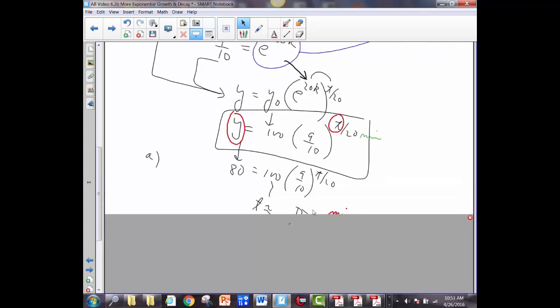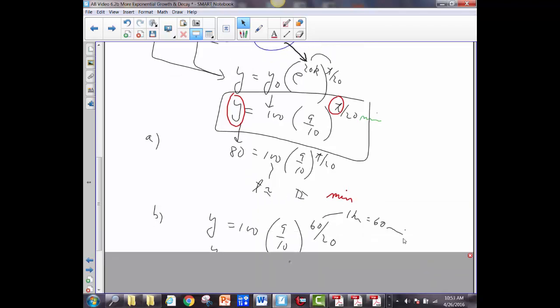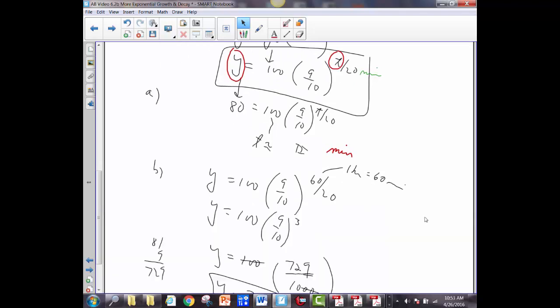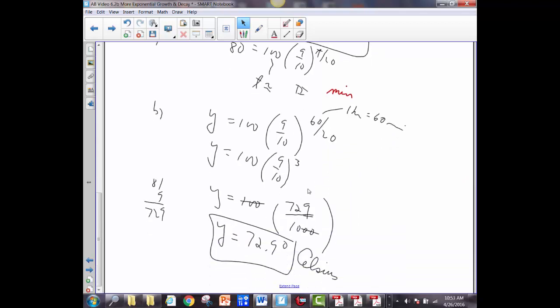Once you have your equation in y and t, the next question is how long will it take to cool down to 80 degrees? So you write the temperature of 80 degrees and solve for t, which is your time in minutes. The last question asks what the temperature will be after an hour. So you replace t by 60 minutes because everything's done in minutes. Again, you'll use your calculator. Actually, this one you can do by hand. You get 72.9 degrees.